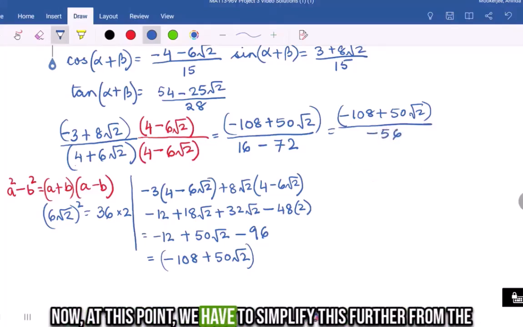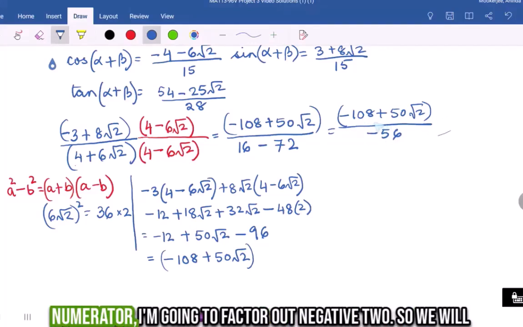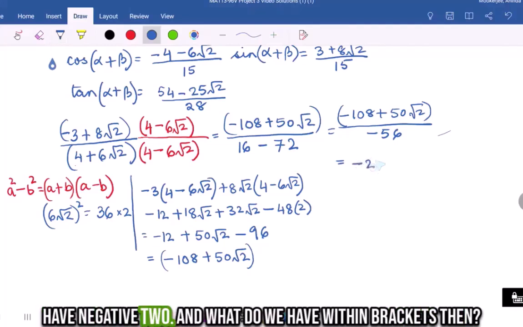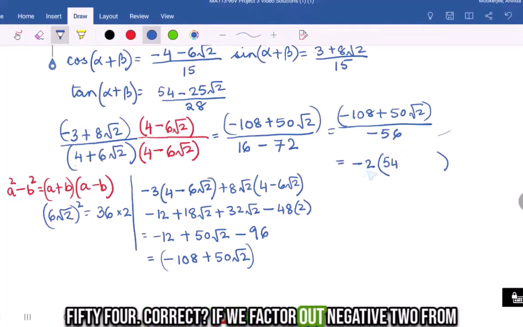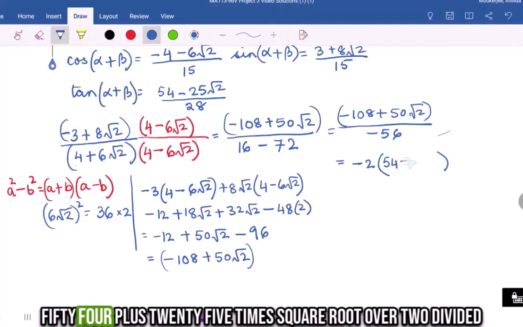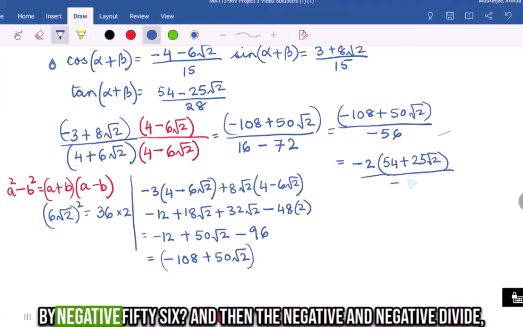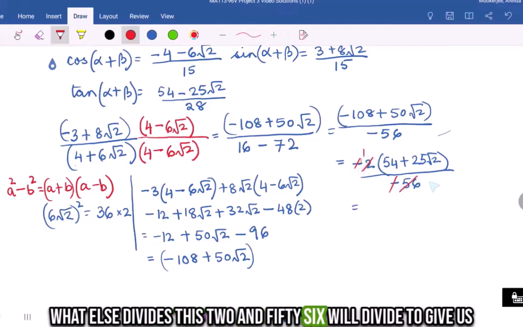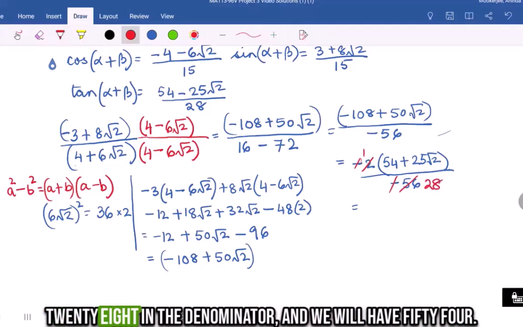Now, at this point, we have to simplify this further. From the numerator, I'm going to factor out negative 2. So we will have negative 2. And what do we have within brackets then? 54, correct? If we factor out negative 2 from negative 108, within brackets, we'll end up with 54 plus 25 times square root over 2 divided by negative 56. And then the negative and negative divide. What else divides? This 2 and 56 will divide to give us 28 in the denominator. And we will have 54.